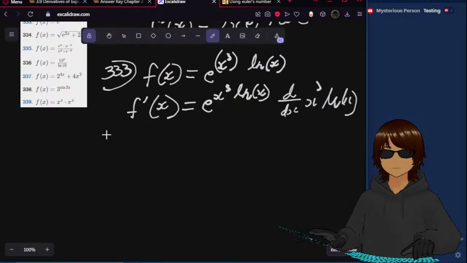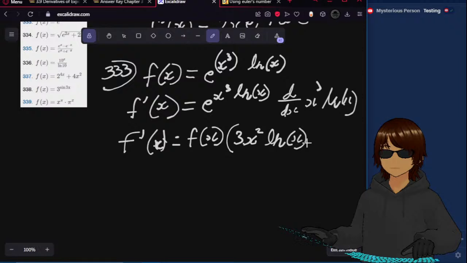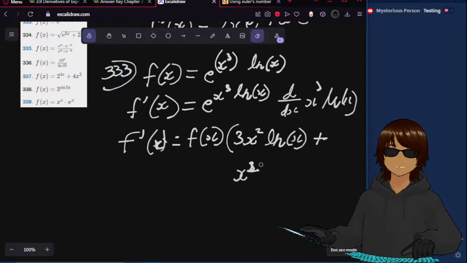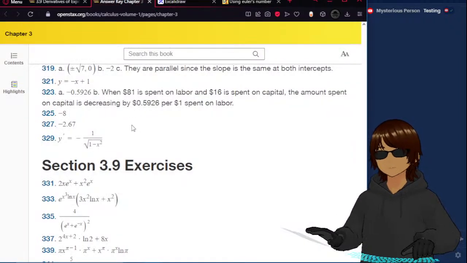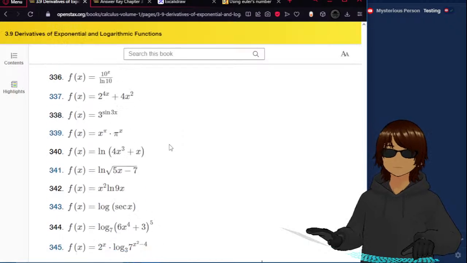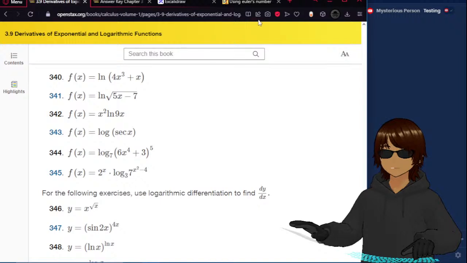Why is it so laggy? So derivative of the first times the second less the first times the derivative of the second, which is just x squared. Let's do 345.